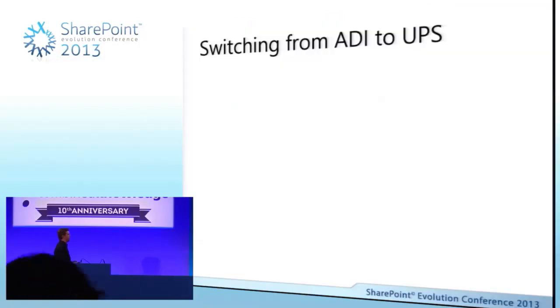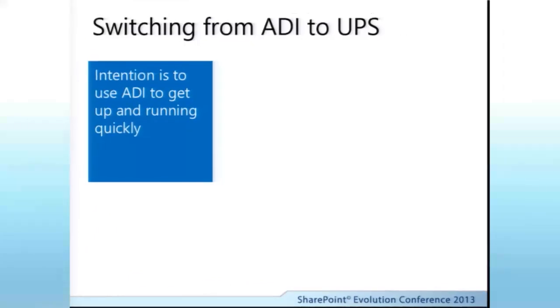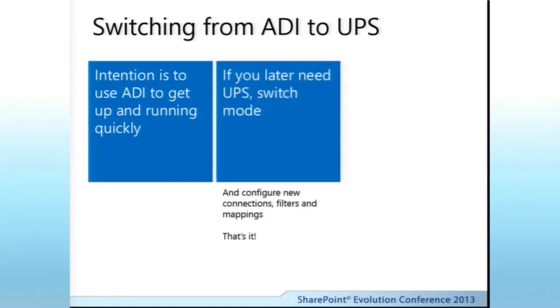Now, as far as switching modes is concerned, the intention is that you use AD import to get up and running, and then you might switch to UPS if you need the BCS augmentation, or you want to export profiles, data, or you want to import the picture, for example, of the user. So that's the idea. But you have to remember that with the AD import, there isn't a SyncDB, so our connection is stored in the profile database for AD import. For UPS, it's stored in the SyncDB. So we're going to have to configure a new connection and mappings.